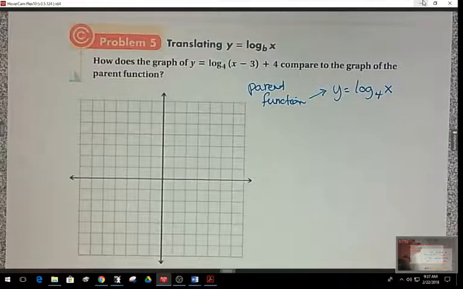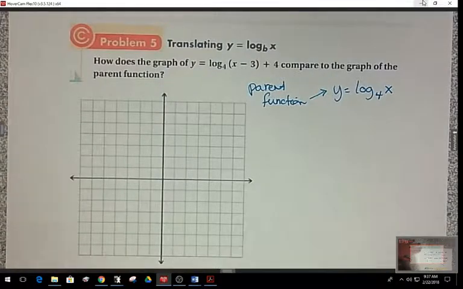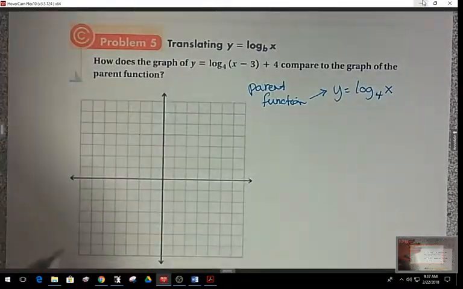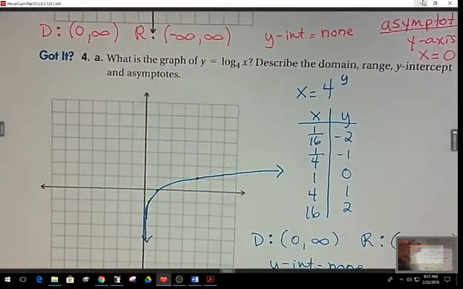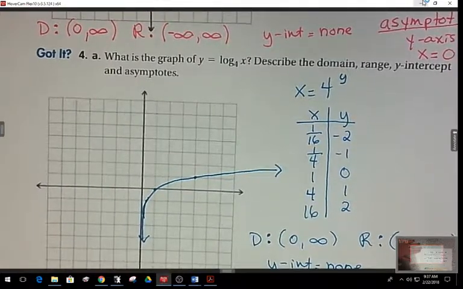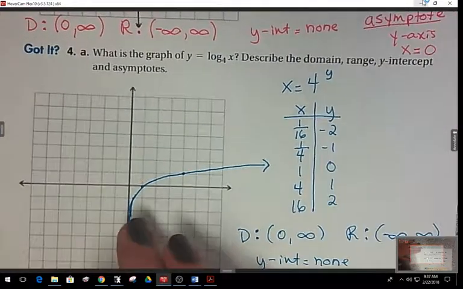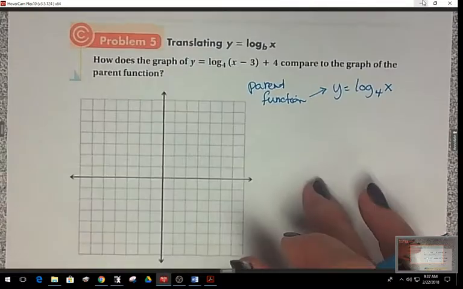And so now we could build a table to graph that. But that's what we just did in this got it question over here. So I'm not going to build a table and start all over again. Okay, I'm going to copy this information and this graph over here.